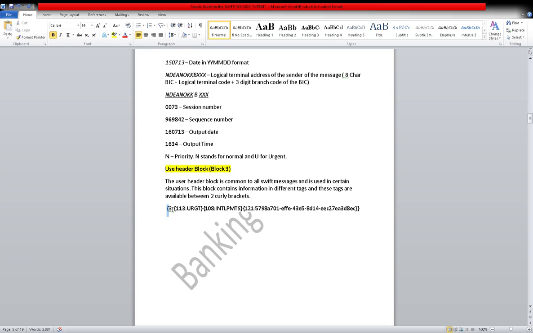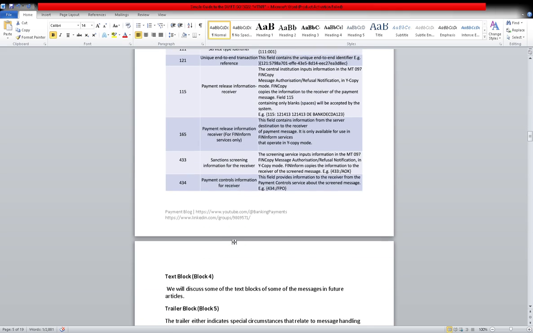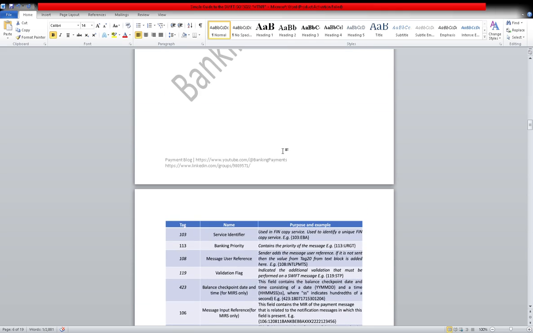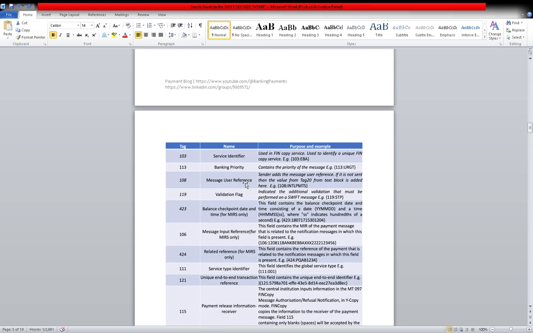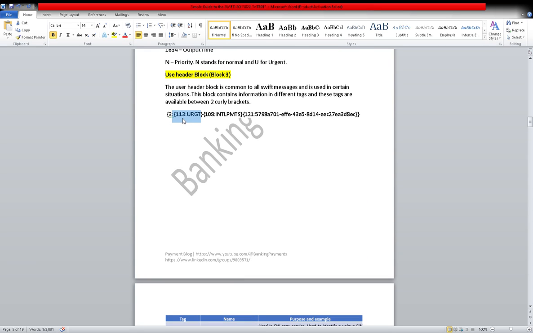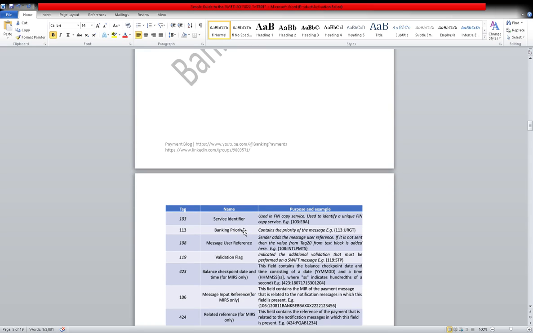It starts with 3. 113 is urgent. This is the significance code, urgent 113. And what are the codes here? It's mentioned in this table, and we are going to walk you through it. So 113 is urgent. 103 is the service identifier. If 103 is mentioned in the curly bracket here, then it is the service identifier.